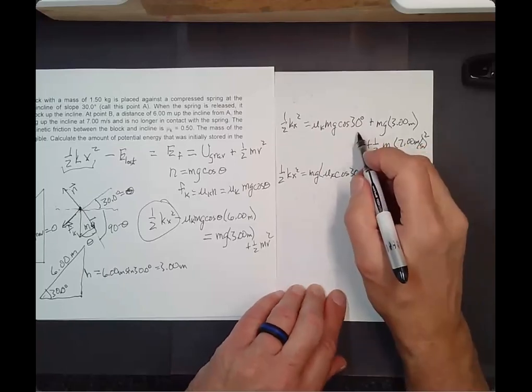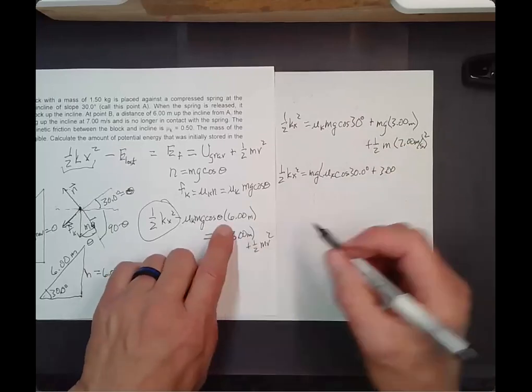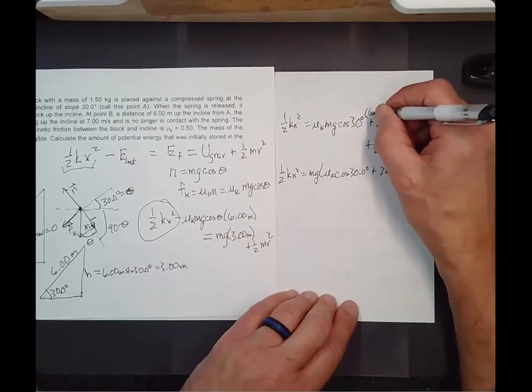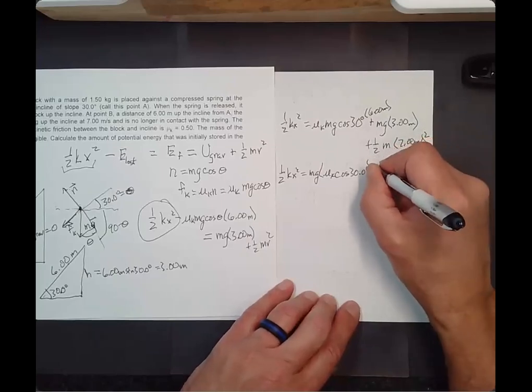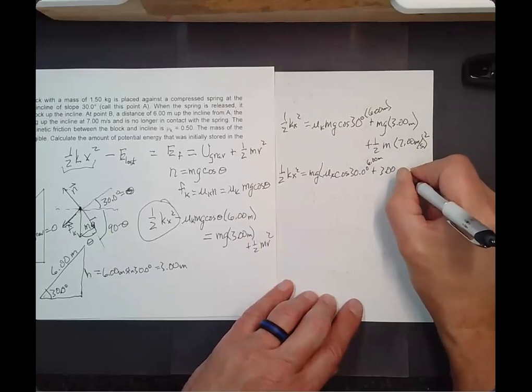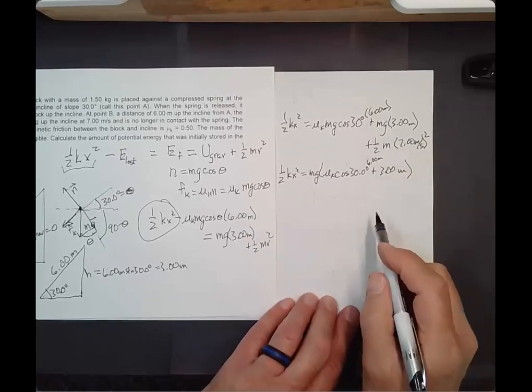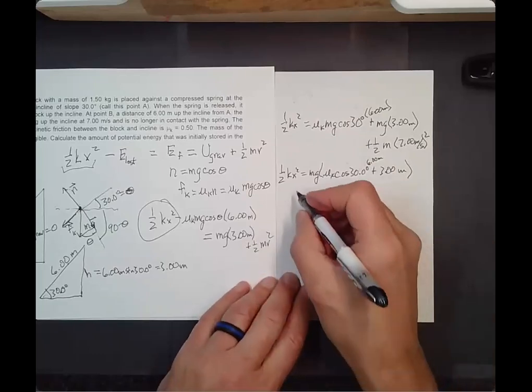Did I lose something on that one? Yeah, I lost my 6 meters. Where'd it go? Okay. Pretend you didn't see that mistake. Anyway, now we can plug in numbers here.